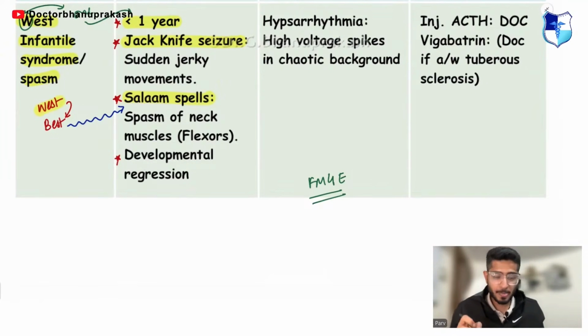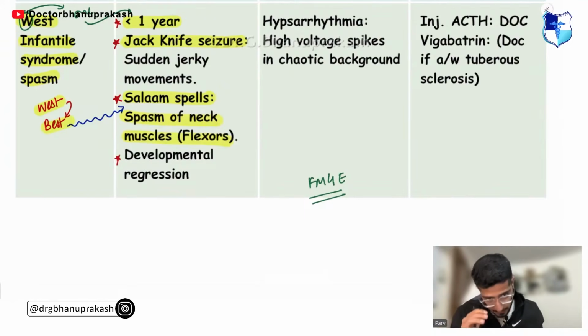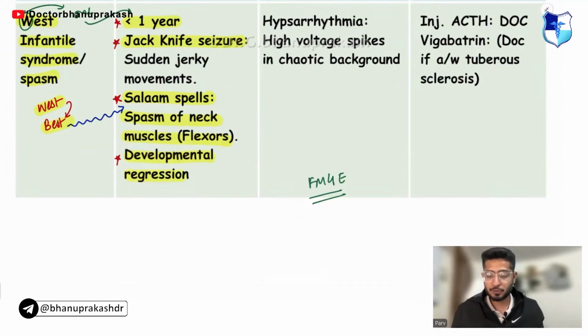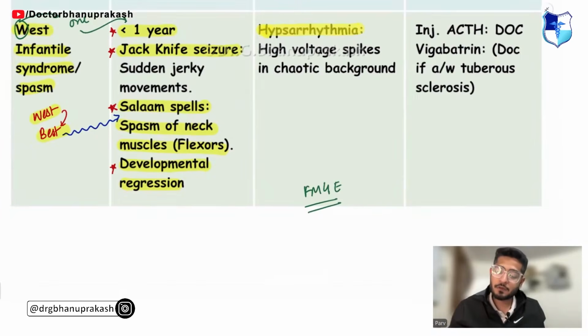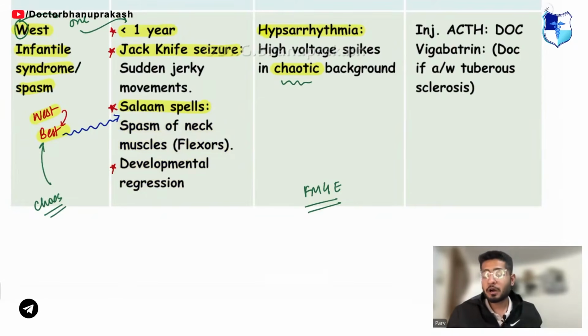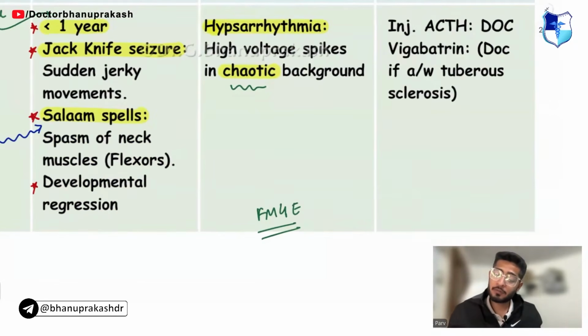So remember West. West is actually best. So if anything is best, you will give salaam to them. So salaam spells: spasm of neck muscles is going to be there, and the child will be like this. And of course developmental regression is going to be there. There's going to be hypsarrhythmia also, which is actually a chaos. In order to become the best, you have to pass through the chaos, so it will have a chaotic pattern. Remember, this chaotic pattern is important. Salaam spells are important, less than 1 year is important, and the treatment, of course, is important.